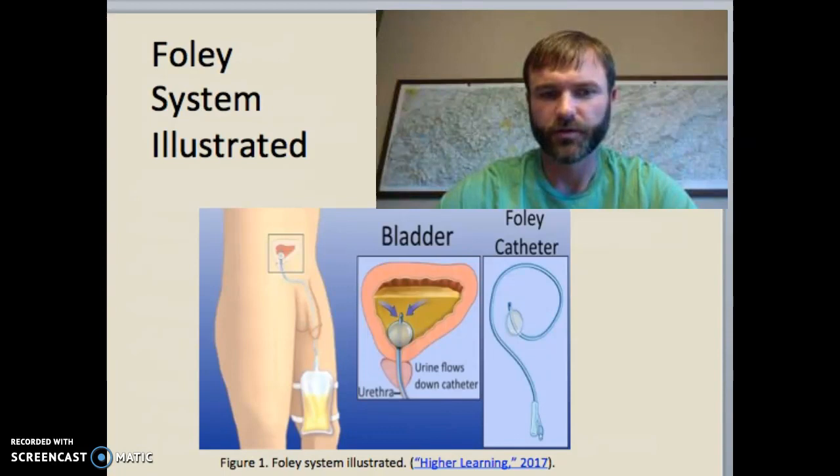Here we see how a Foley catheter works. Notice the image of the Foley catheter on the right. After the tube is inserted through the urethra and into the bladder, the balloon is inflated. Urine flows down the catheter and exits the body and resides in a urine collection bag.